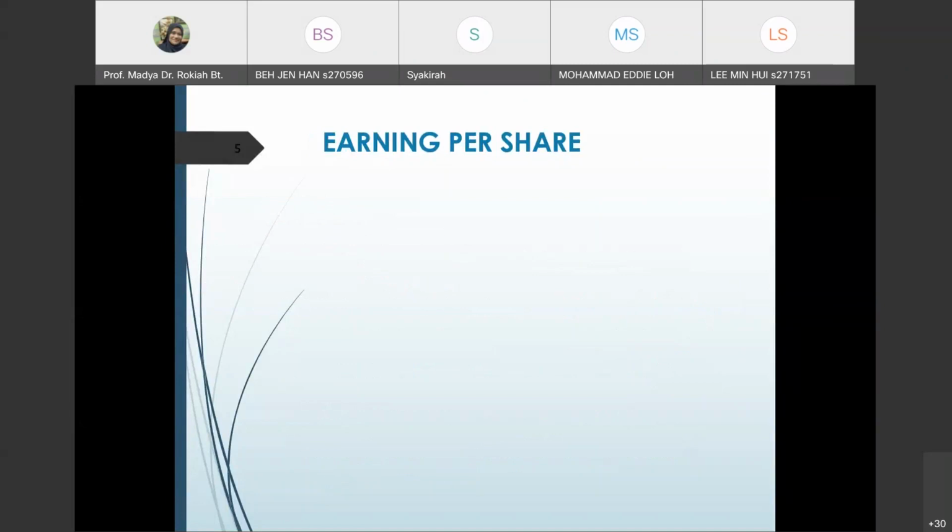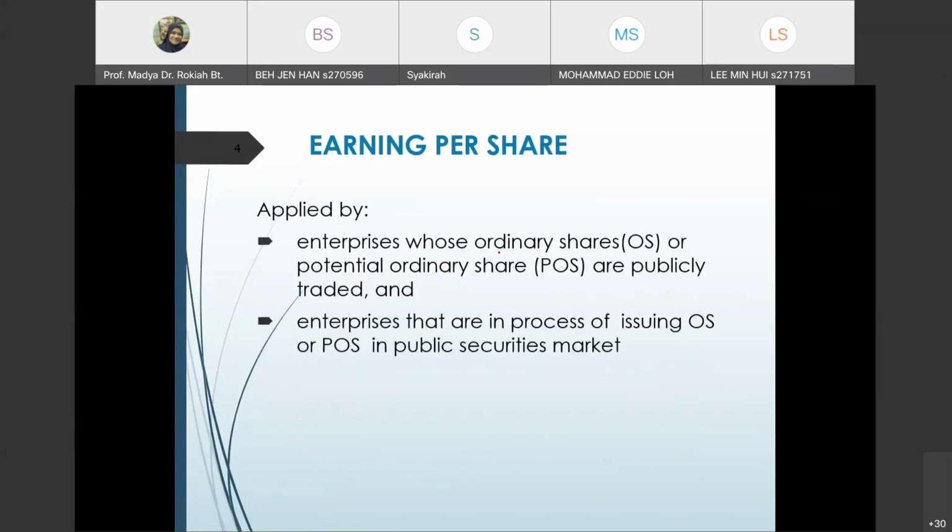This standard is applied to enterprises whose ordinary shares or potential ordinary shares are publicly traded. So the standard is applicable to companies that are publicly traded, which means a listed company. A listed company needs to apply this standard. And if an enterprise is in the process of issuing ordinary shares or potential ordinary shares in the public securities market, it needs to apply MFRS 133 also.